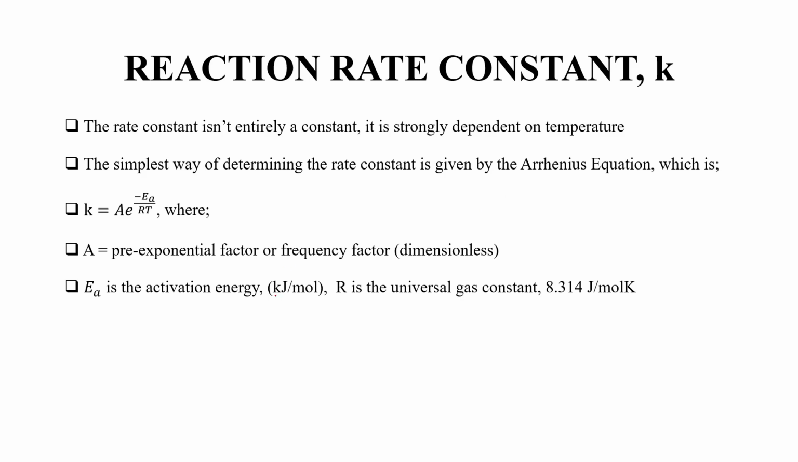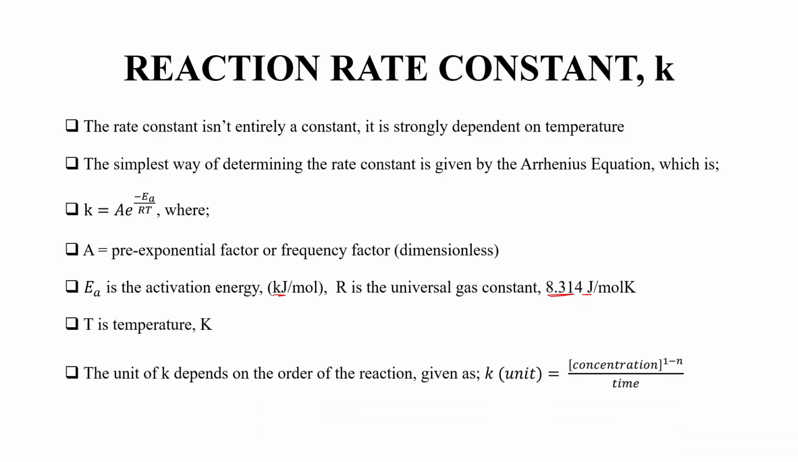Now realize that Ea is in kilojoule and R is in joule. So anytime you want to perform the calculations, either you convert Ea into joule so that the units cancel out, or you convert R into kilojoule per mole Kelvin. T is temperature, and the unit is supposed to be in Kelvin. So anytime you have your temperature in degrees Celsius, don't forget to convert it into Kelvin before you use it in your calculation.